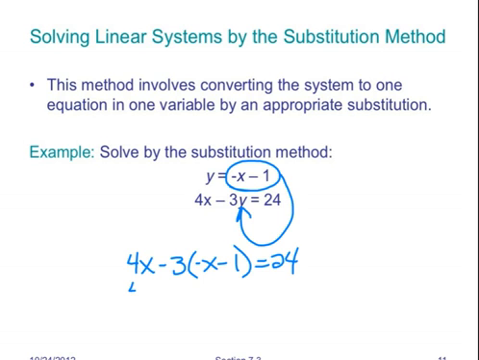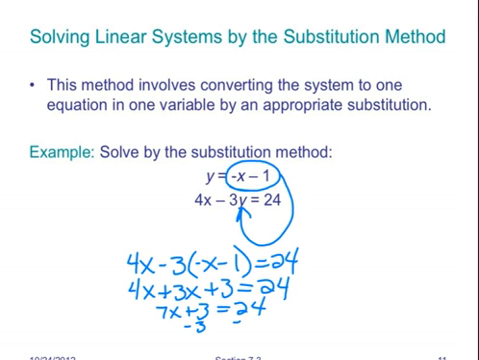So 4x, -3 times -x is positive 3x. -3 times -1 is positive 3. Combine like terms, 7x plus 3 equals 24. You have to get the x by itself, subtract 3. 7x equals 21. Divide by 7, and you get x equals 3.